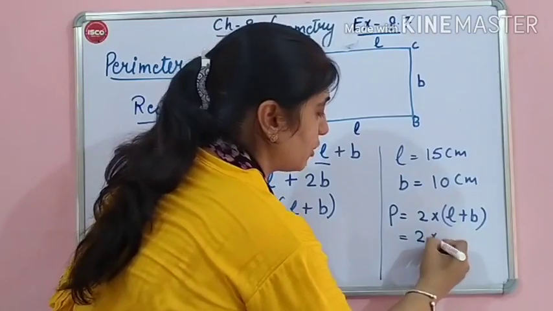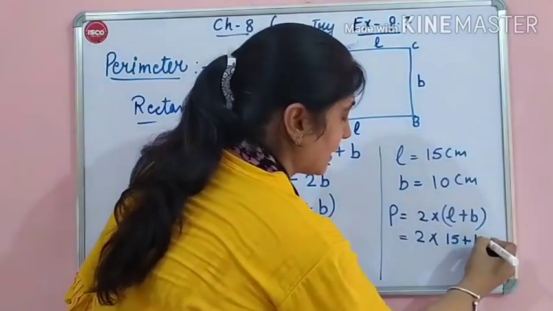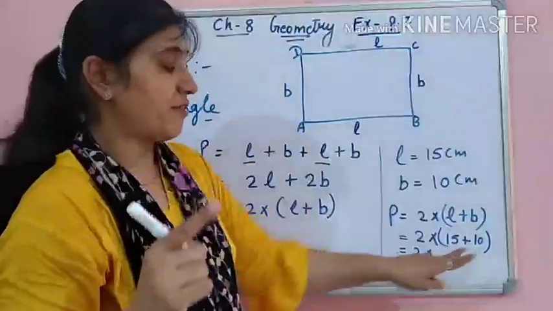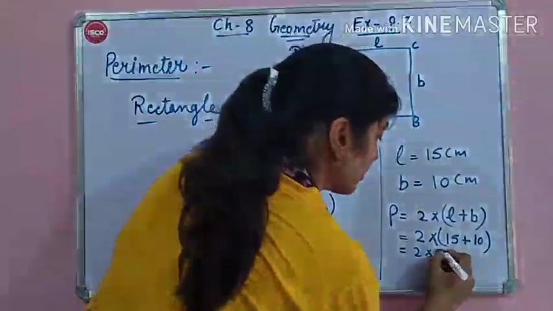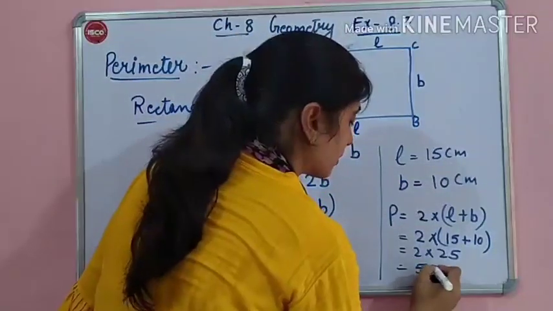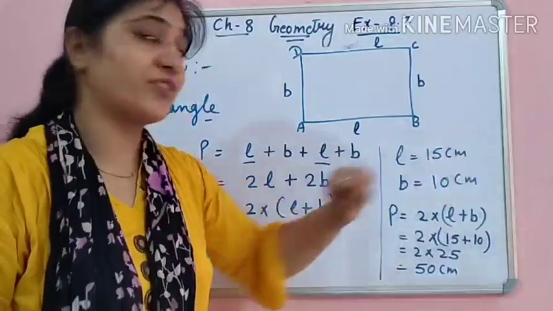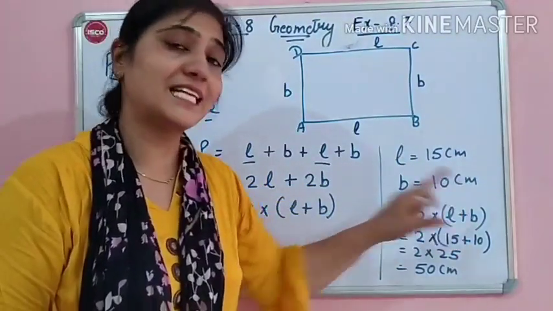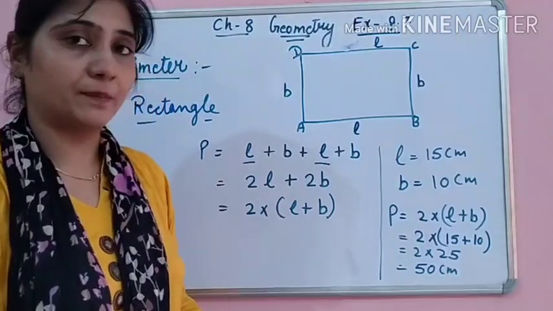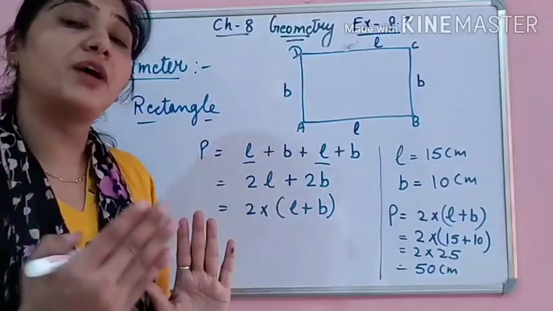See, 2 into, what is the length? Length is 15 centimeter and breadth is 10. 2 into (10 plus 15), 25. Now 2 multiply 25, 50. So the perimeter of a rectangle whose length is 15 centimeter and breadth is 10 centimeter is 50 centimeter. Is it clear to you? How to find the perimeter of a rectangle?